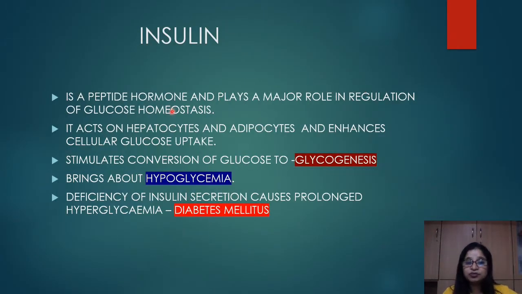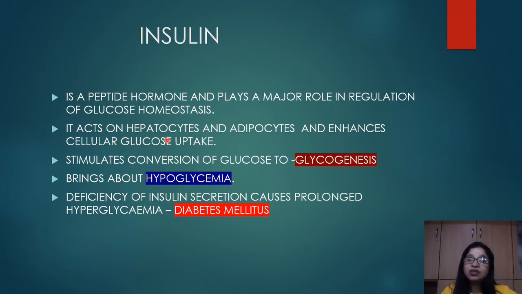Insulin is also a peptide hormone and also plays a major role in regulation of glucose homeostasis. So both the hormones secreted by the islets of Langerhans, especially alpha and beta cells, play an important role in glucose homeostasis. Now what does insulin do? We know that insulin reduces or lowers the blood glucose levels whenever it is above normal or goes to a higher value. Now how does it do this?